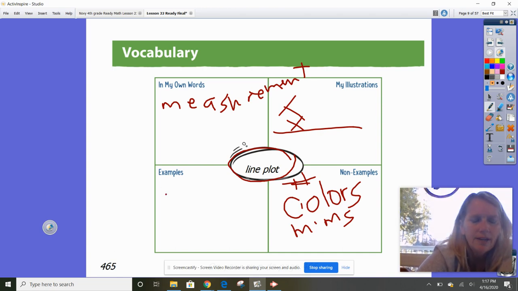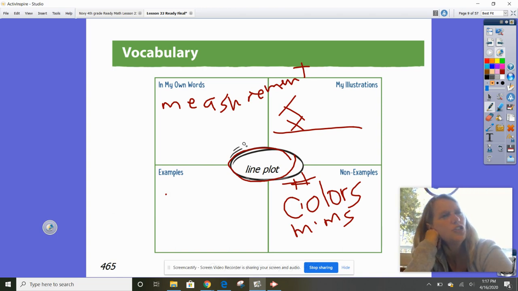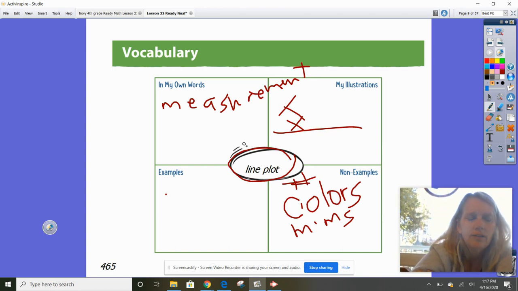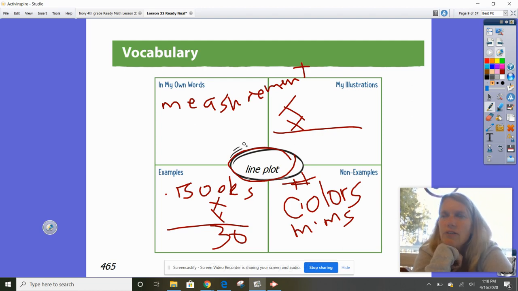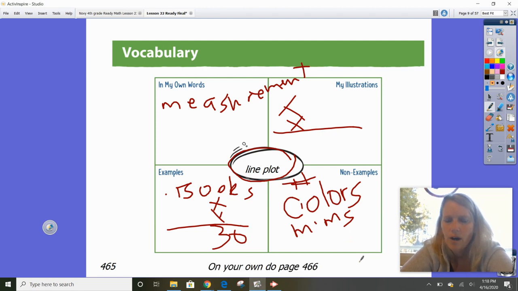Examples can be other things you might do. I probably would do books read by the know-it-alls for the examples here, because I could make a line plot that would show how many students have read 30 books, and each X could represent a student. I actually might use that for a line plot. Okay, so think about an example that you might use for line plots. All right, and then you get to do on your own page 466.